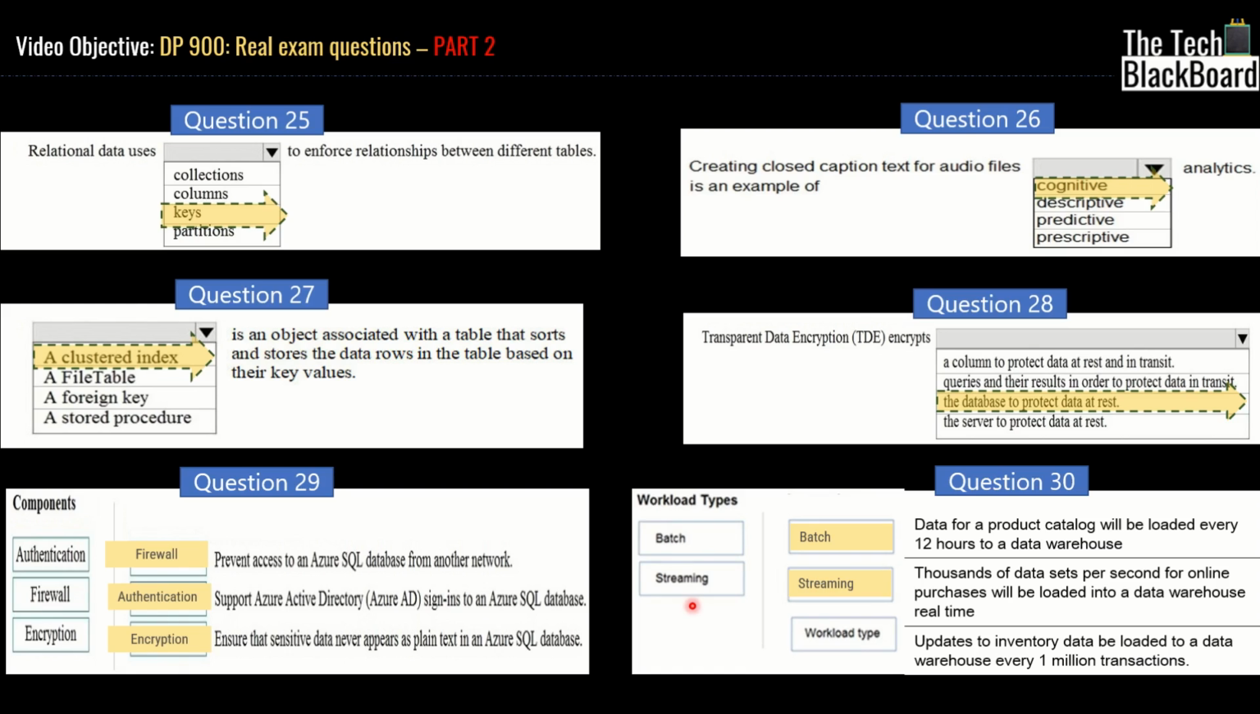Okay, then the third statement says updates to inventory data to be loaded to a data warehouse every 1 million transactions. It says every 1 million transactions. So what you are essentially doing is processing 1 million transactions in a batch, in a chunk, and that's why the correct answer for this is batch processing.